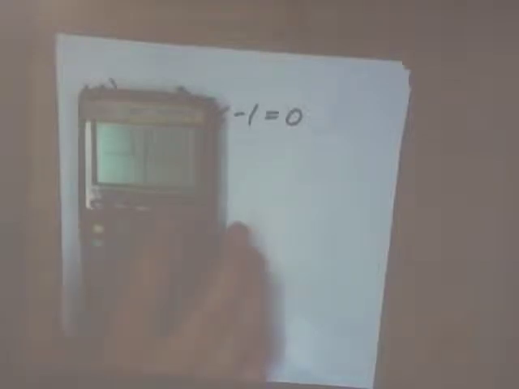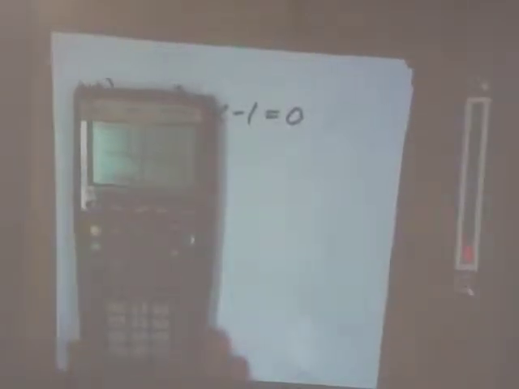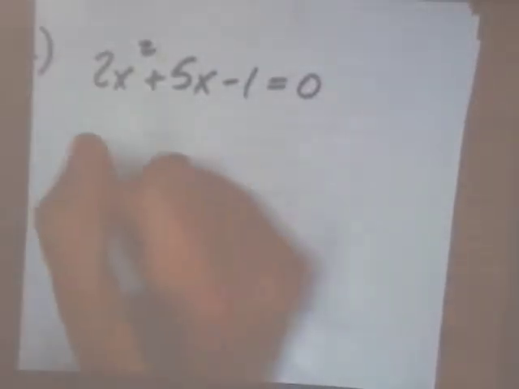So go to second calc. Number 5 is intersect. And just move the cursor close to the intersection point you want to find. I'm going to find the one on the left first and hit enter 3 times. Once you get it close to that intersection point, hit enter 3 times. And it says x is equal to negative 2.69.